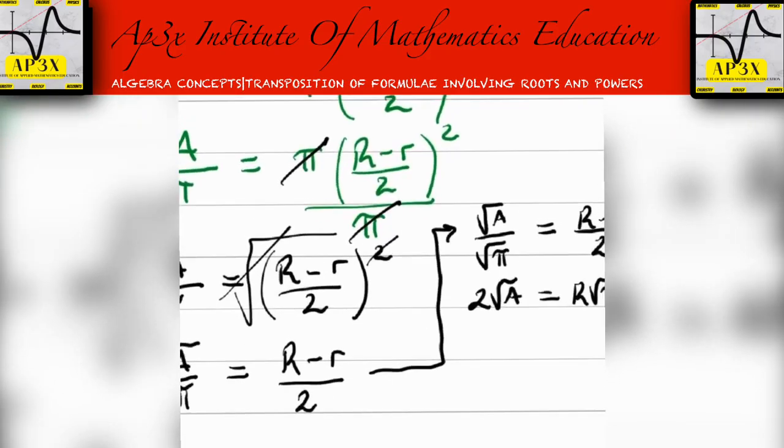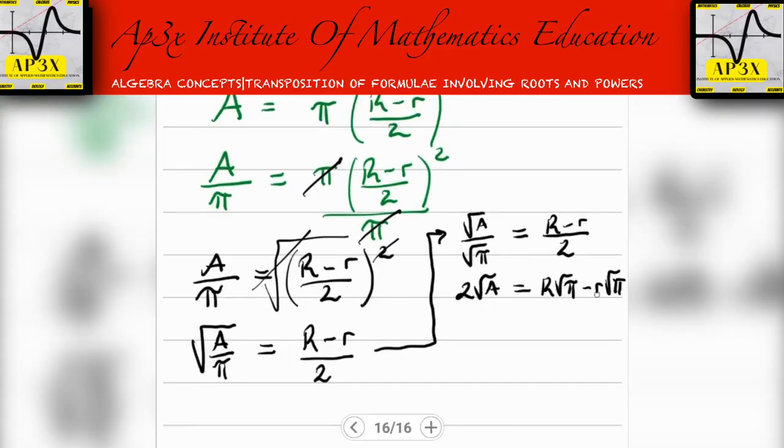This is just an alternative approach, guys. Maybe a little bit harder, but I don't know. It just depends on you, really. And so therefore then I can bring over this negative small r square root pi to the left side. So 2 square root A plus small r square root pi, and that's equal to big R square root pi.